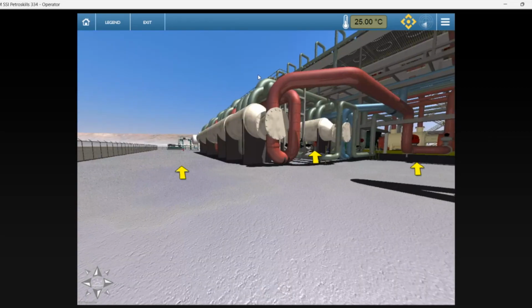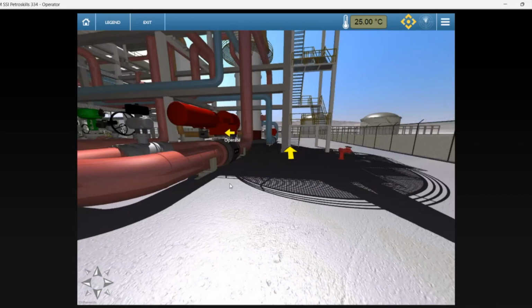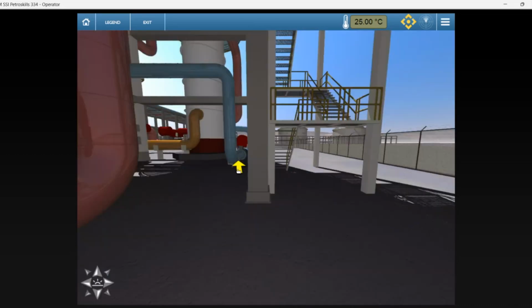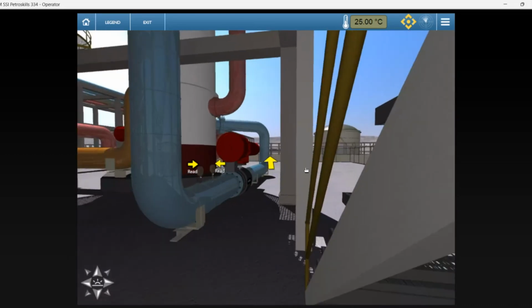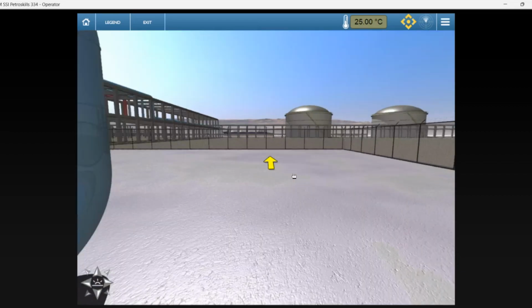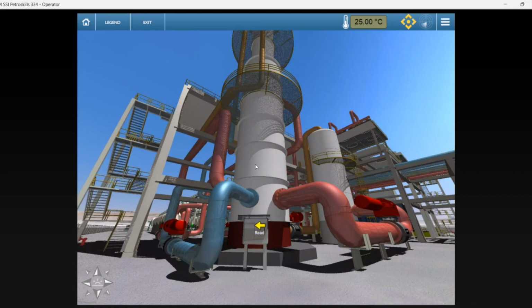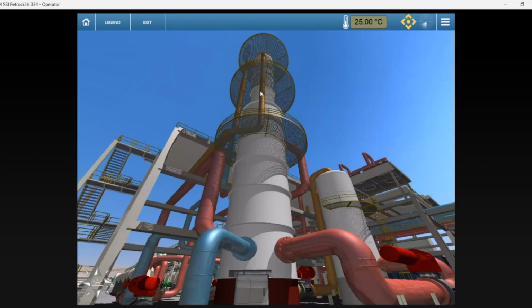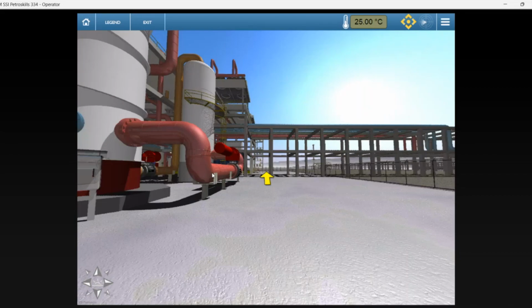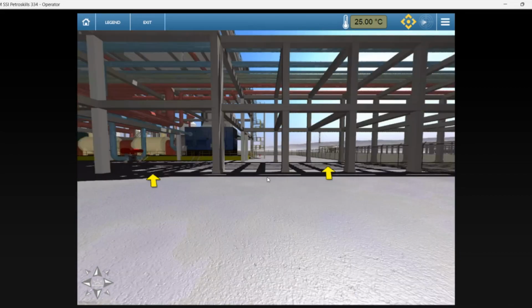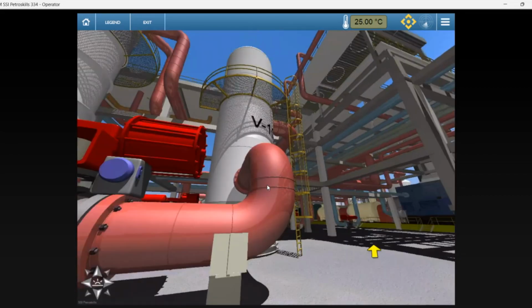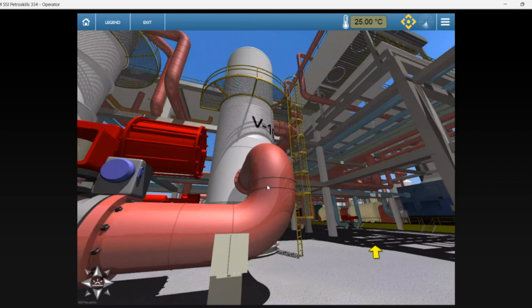Here are the mixed refrigerant and natural gas chillers. If we go to the right, we can see the Main Cryogenic Heat Exchanger. This is the Main Cryogenic Heat Exchanger. And this tank right here is the mixed refrigerant separator.